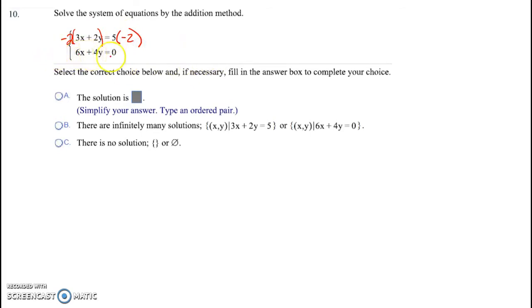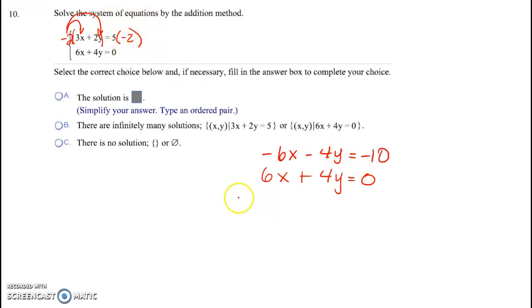Okay, so I'm going to rewrite the second equation down here. 6x plus 4, that does not look like a 4. Let me erase that. All right, 4y equals 0. And then when I multiply through by a -2, I get -6x. Multiply here, I get a -4y equals, multiply right here, -10.